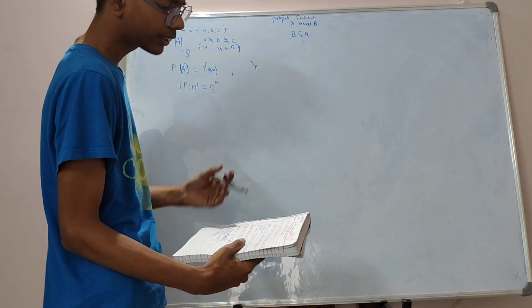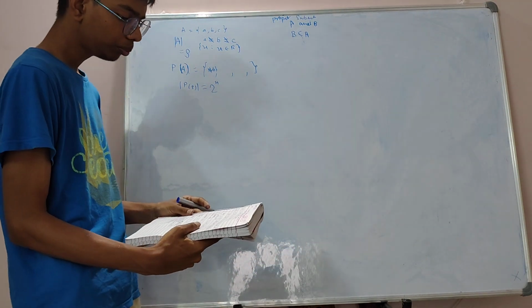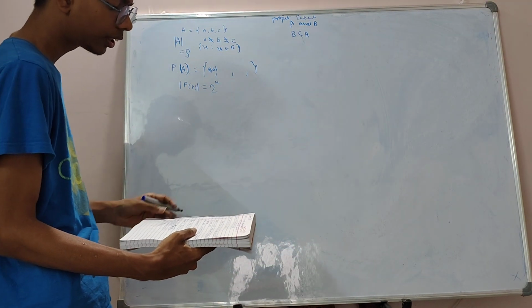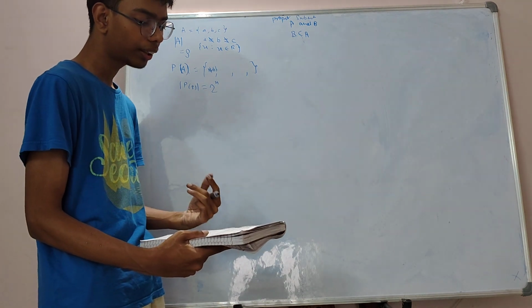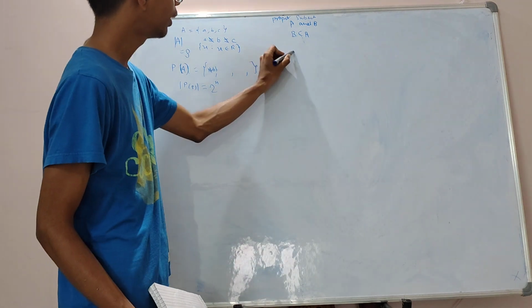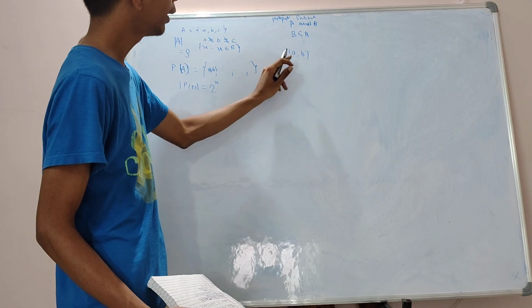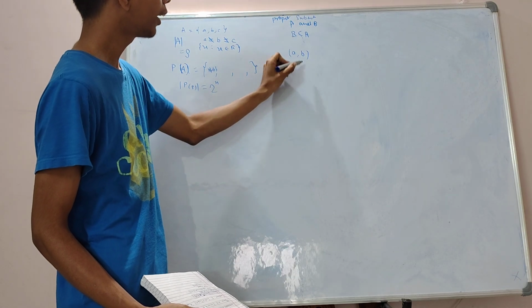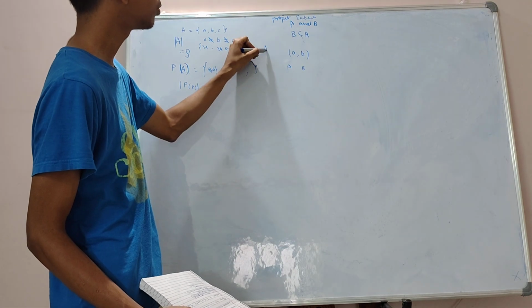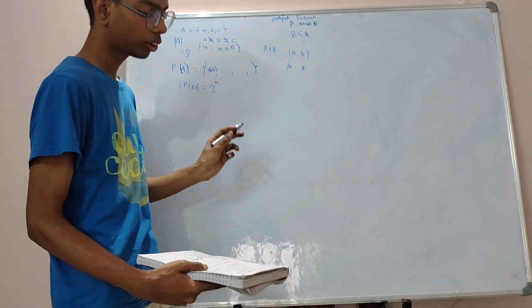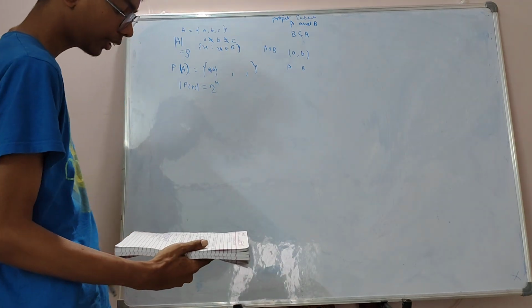Now, what is the Cartesian product? The Cartesian product means the set of all ordered pairs (a, b), right? Where a belongs to set A and b belongs to set B, and this is what the Cartesian product of sets A and B is, right?